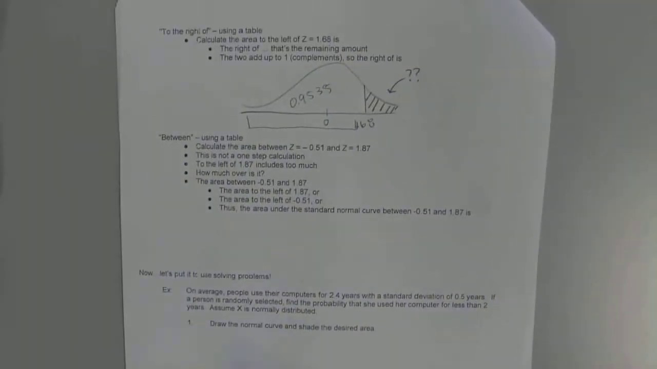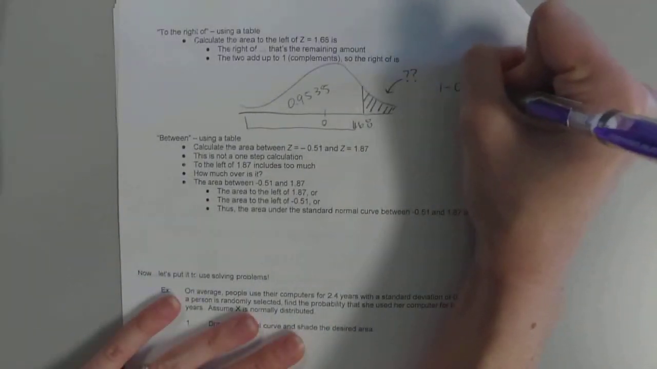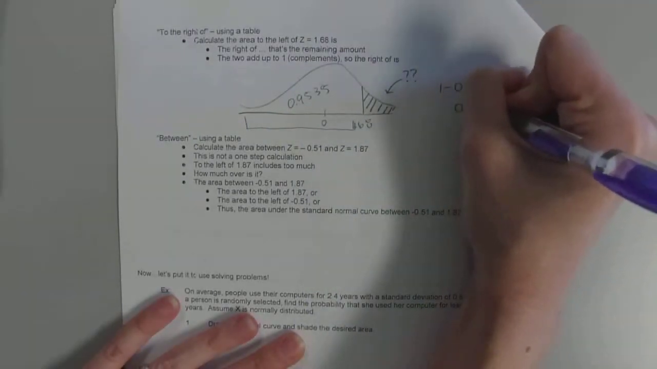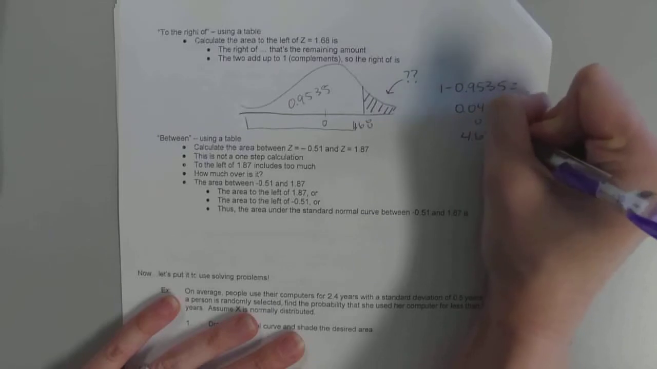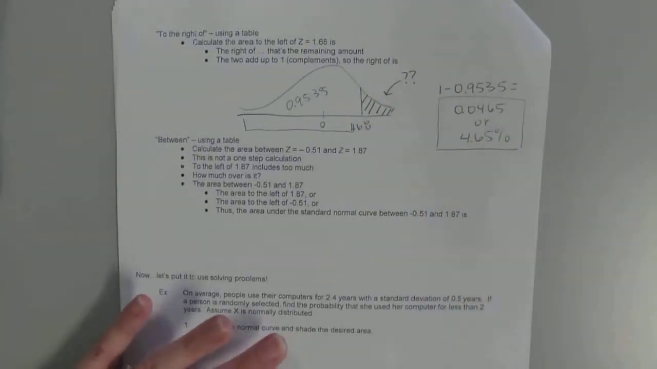Right? When you look up any given z-score, they're going to give you the area to the left, but we want the area to the right. So what do I just have to do? 1 minus. You got it. So 1 minus 0.9535. Is that the 4060 or 465 that we were talking about? Or 4.65%. Does that make sense to you guys?